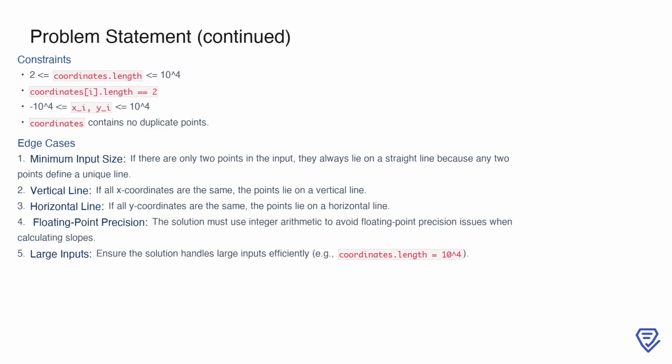Some edge cases to consider include the minimum input size of 2 points, which always forms a straight line since any 2 points define a unique line. We also need to handle vertical lines, where all x coordinates are the same, and horizontal lines, where all y coordinates are the same. It's important to use integer arithmetic for slope calculations to avoid precision issues with floating point numbers. Finally, the solution must remain efficient and scalable even for the maximum input size of 10,000 points.